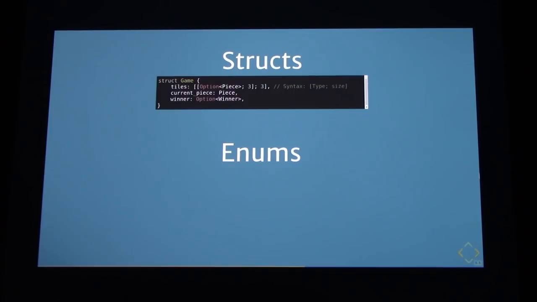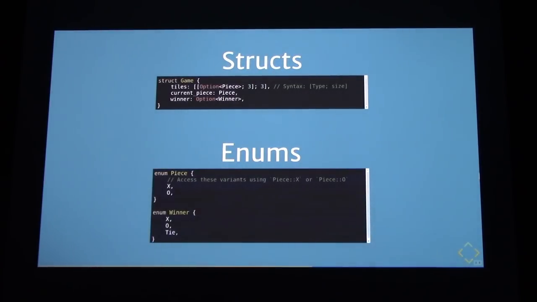Option, which you see here mentioned a couple of times, lets us represent that tiles might be empty, like there might not be any piece there. And it also lets us represent that there's no winner in the game until the game ends. And we'll talk about that more in just a minute. Structs are how we represent a combination of different types that we always want to pass around and use together.